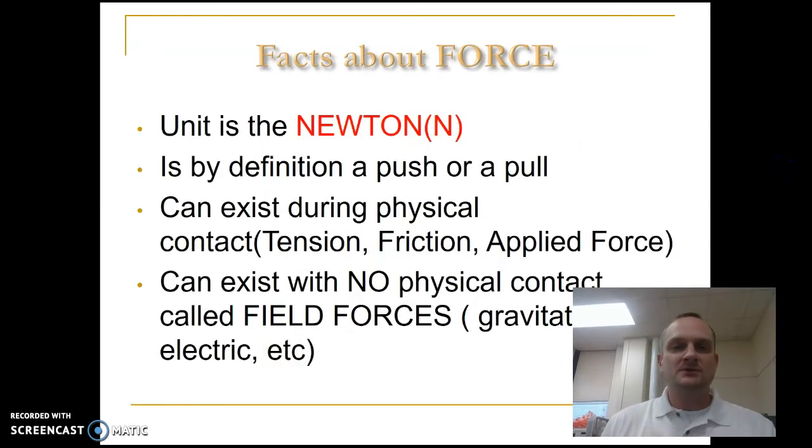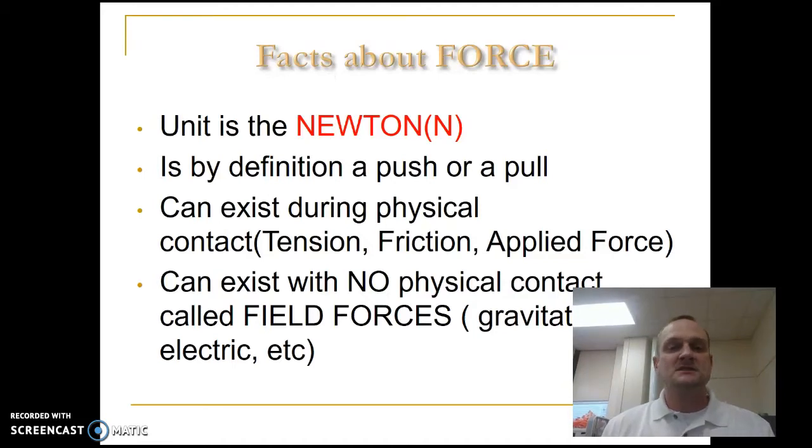Okay, so before we start talking about Newton's laws, let's go over a few facts about force. So we're going to measure force. The standard SI unit for measuring force is going to be the Newton. This is not on your slide, but you need to add this on. A Newton is equal to 1 kilogram times a meter divided by a second squared. Okay, so a Newton is a kilogram meter per second squared.